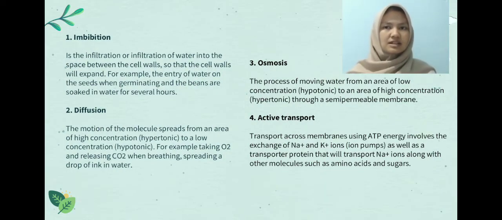First, imbibition. Imbibition is the infiltration of water into the space between the cell walls, so that the cell walls will expand. For example, the entry of water into seeds when germinating, and beans that are soaked in water for several hours. Second, diffusion.